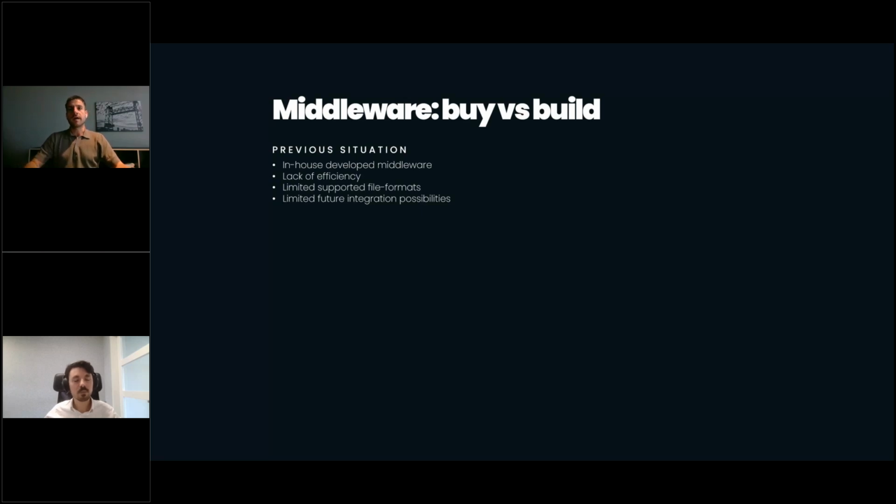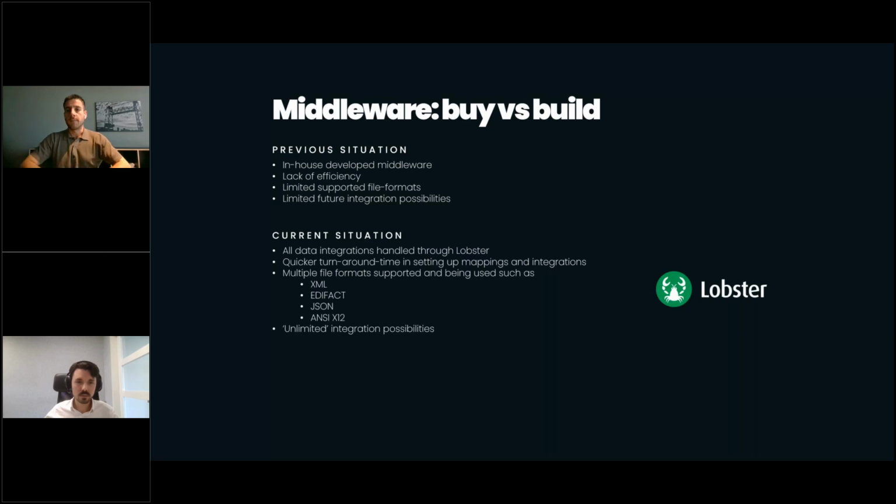We knew that at the time, and we knew that going towards the future, we would run into more limitations regarding new integrations with other parties. So at some point, we came to the conclusion that it was time for a change, and that is the moment that we started to check different middleware applications like MuleSoft, Stylus Studios, and Lobster Data in our case. And after the comparison, we ended up implementing Lobster Data. And ever since, all the data integrations that we have within the group run through Lobster.